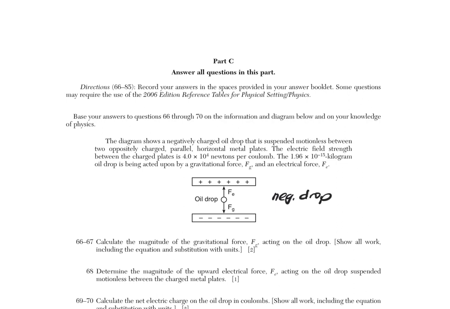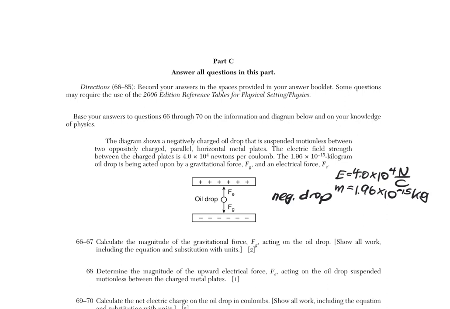suspended motionless between two oppositely charged parallel horizontal metal plates. Electric field strength is 4 times 10 to the 4 newtons per coulomb, so we know what E is. The mass of the oil drop is given, 1.96 times 10 to the negative 15 kilograms, and it is acted on by a gravitational force and an electrostatic force.